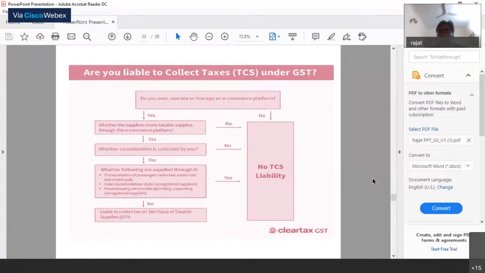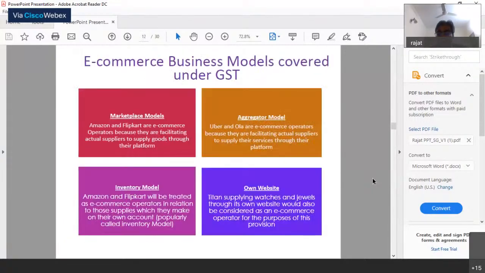Coming to the second question, which you asked, and I will take you back to the first slide. If I'm hosting my own website, whether I would be required to deduct TCS? See, the provision on TCS says that if an e-commerce supplier facilitates a supply or provides a platform to the other supplier, to a third person, in that case I would be required to discharge TCS on behalf of such supplier. But if I am, say, Titan, and I have my own website on which I sell watches and jewels, in that case I would be discharging my own GST liability myself. Therefore, the question of collection at source does not arise in those cases.